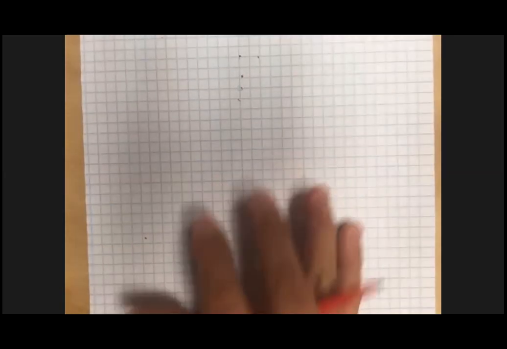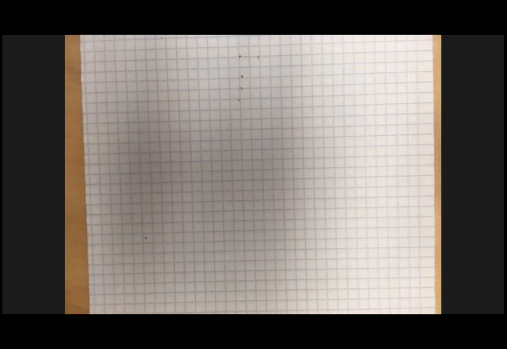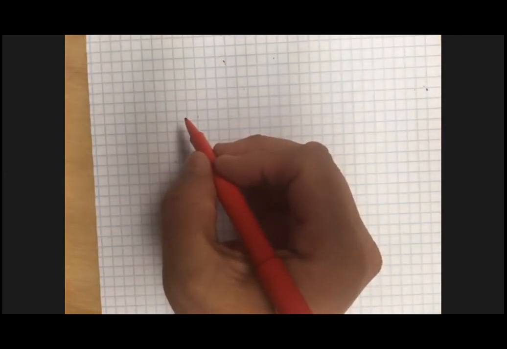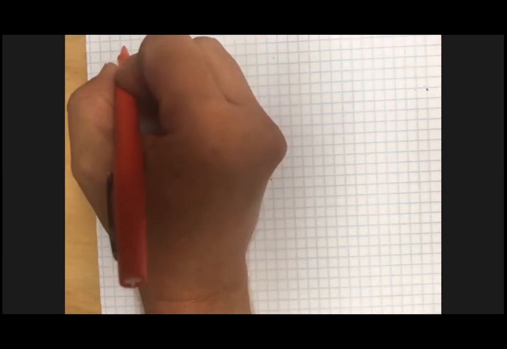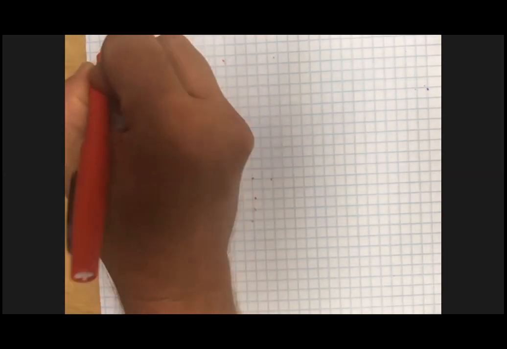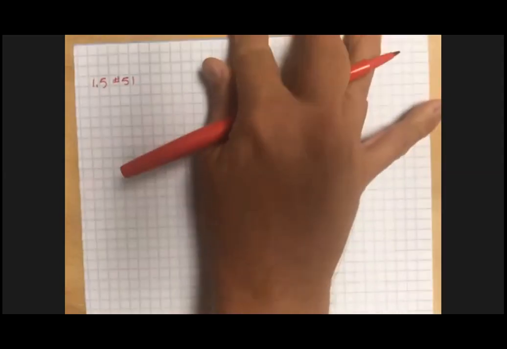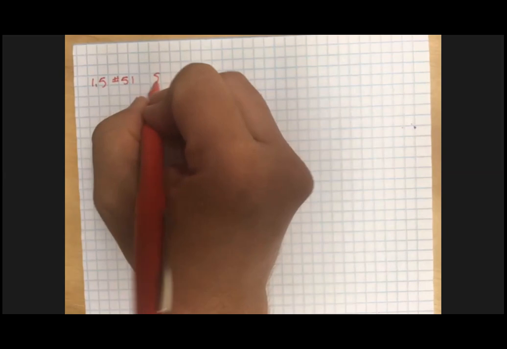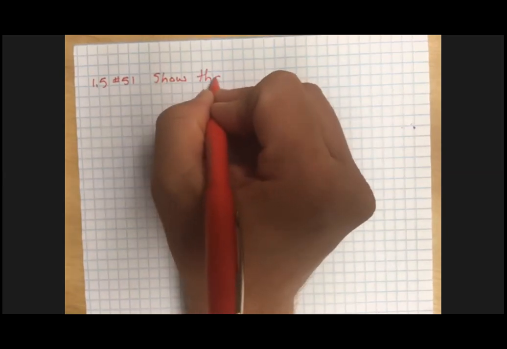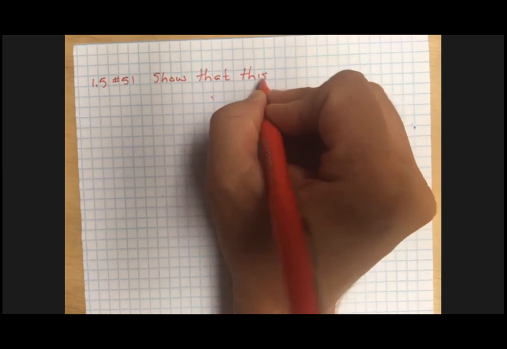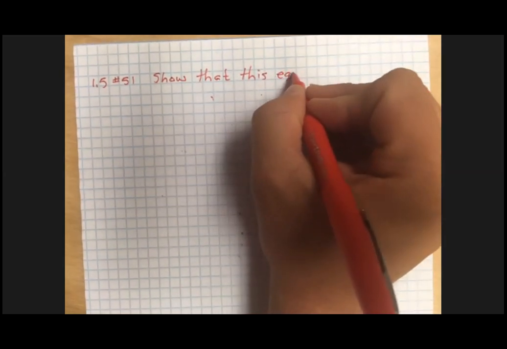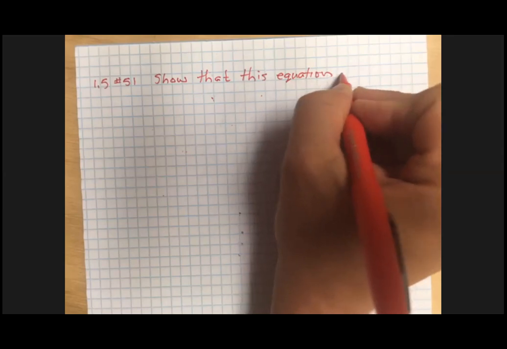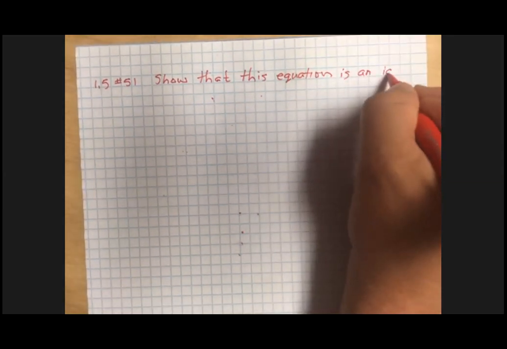So sometimes you get, let me pick one out of the book here. I'm in section 1.5 right now. He's got a whole list of things you can prove. And here in section 1.5, he starts out with some kind of mellow ones. This is problem number 51 in section 1.5. Show that this equation is an identity.